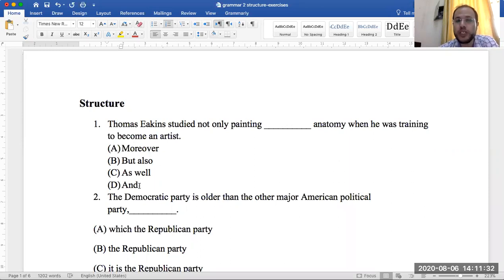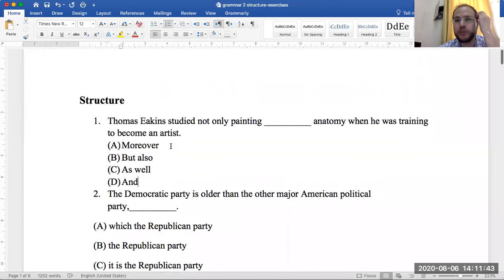Now, if you have a question like this, all you need to do is to trace the subjects and the verbs and to see what's missing. If you look at the first sentence, I'll do 2 or 3 sentences first, and then give you time to try to answer. Now, Thomas Eakins studied not only painting.